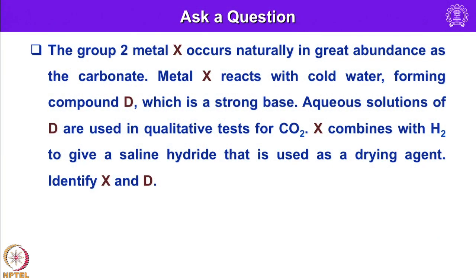So, there is one more question, very similar one. Group 2 metal X occurs naturally in great abundance as the carbonate. Metal X reacts with cold water forming compound D, which is a strong base. Aqueous solution of D is used in qualitative test for carbon dioxide. X combines with hydrogen to give a saline hydride that is used as a drying agent. So, identify X and D. We should find out what is the group 2 metal X and what is D.